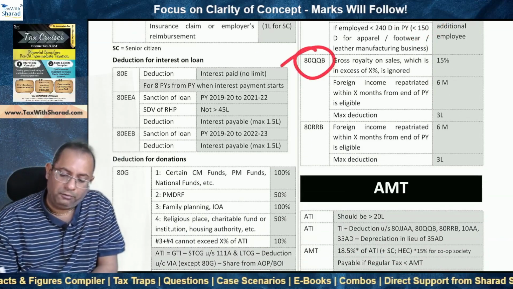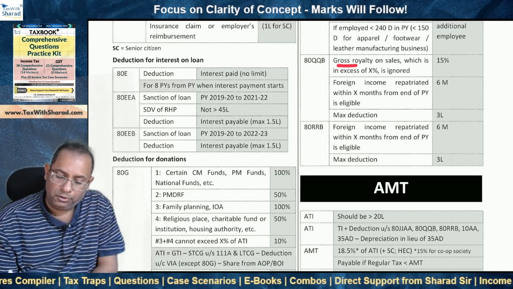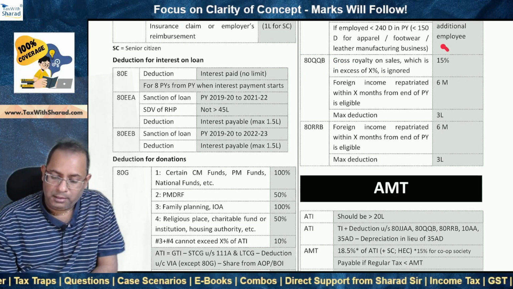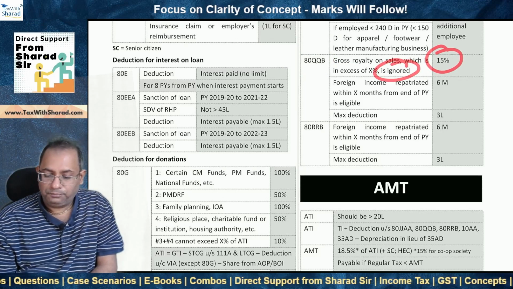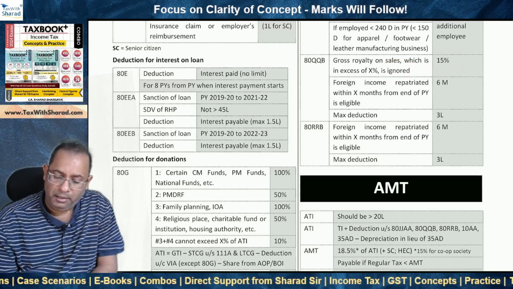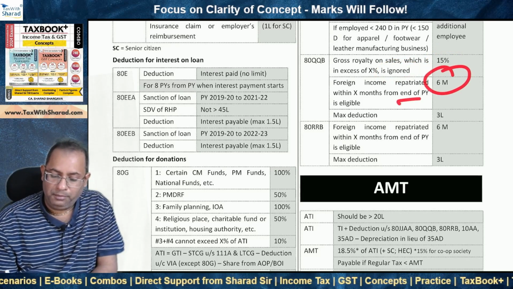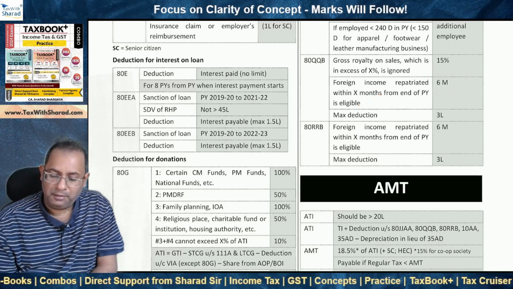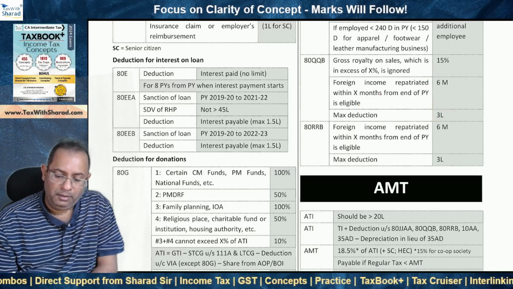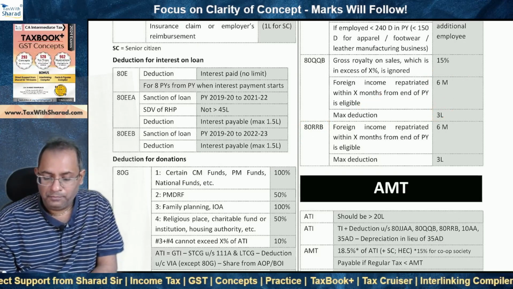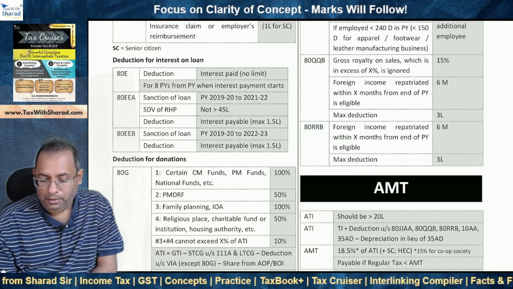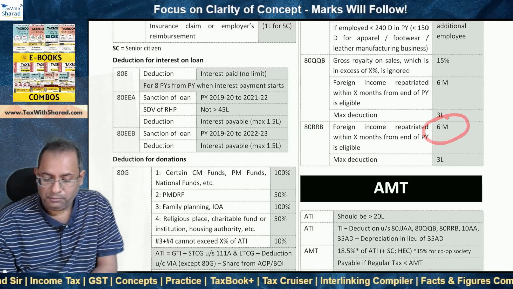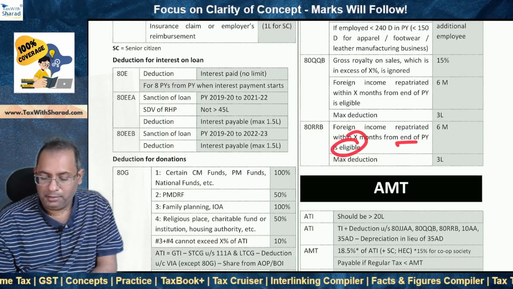80QQB is in respect of royalty on books, and for that, gross royalty on sales which is in excess of 15% is ignored. Foreign income should be repatriated within 6 months from the end of the previous year, and that is eligible. Maximum deduction is 3 lakh. 80RRB is for royalty on patents, and just like 80QQB, foreign income which is repatriated within 6 months from end of previous year is eligible, and maximum deduction is 3 lakh.